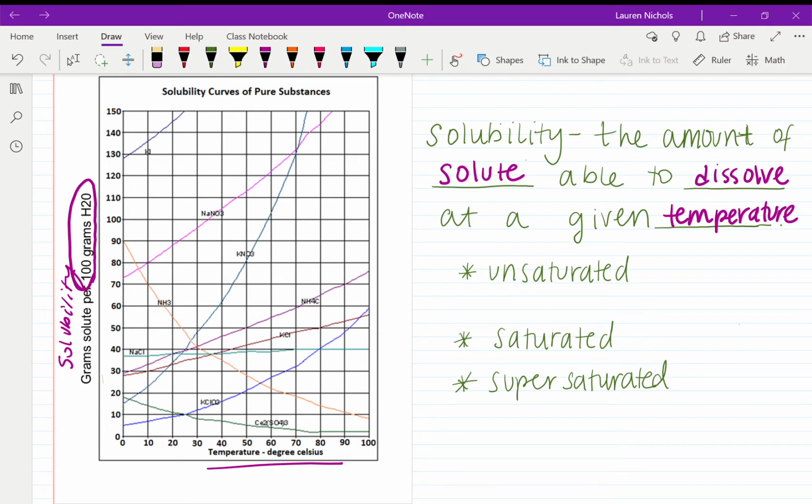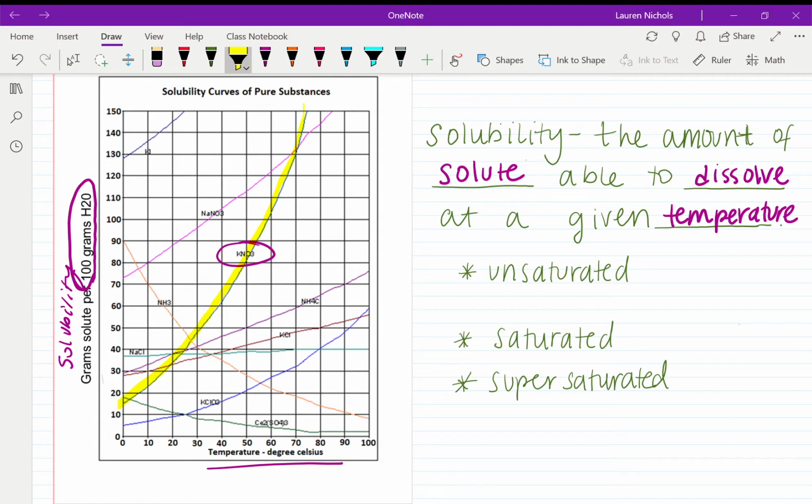Now, what this graph allows us to do is plot any particular amount at a given temperature and determine whether or not we are actually able to dissolve that amount. So, for example, let's say we're talking about potassium nitrate, or KNO3. That means we're going to be looking at this line and ignoring all of the others.